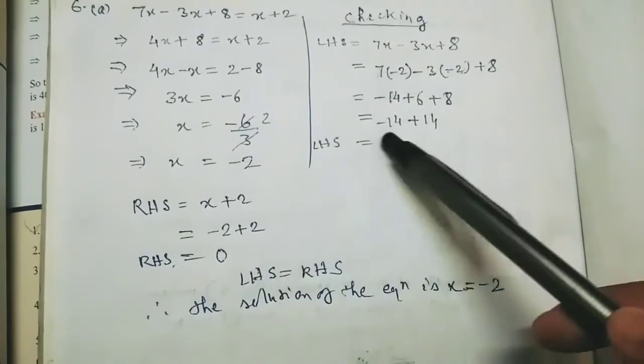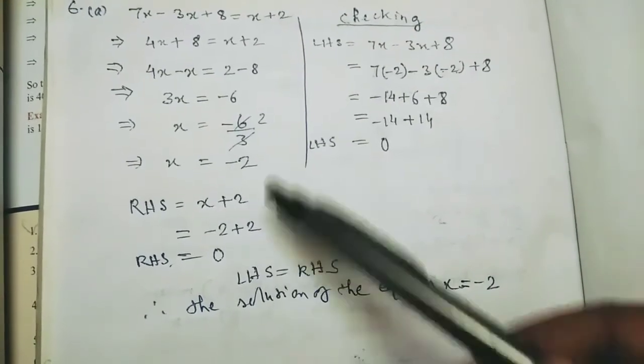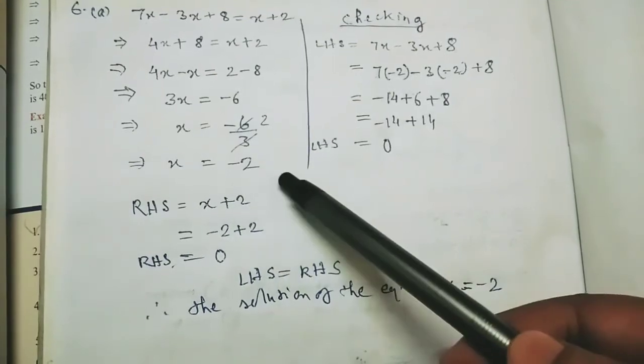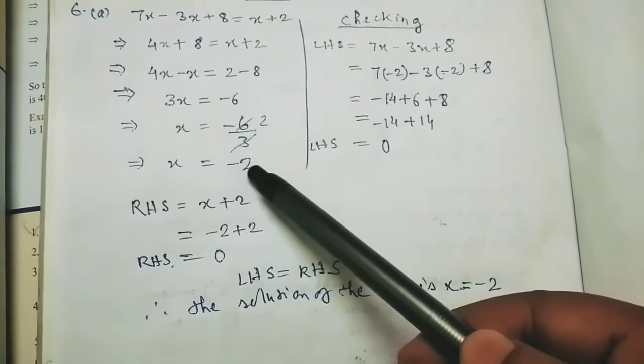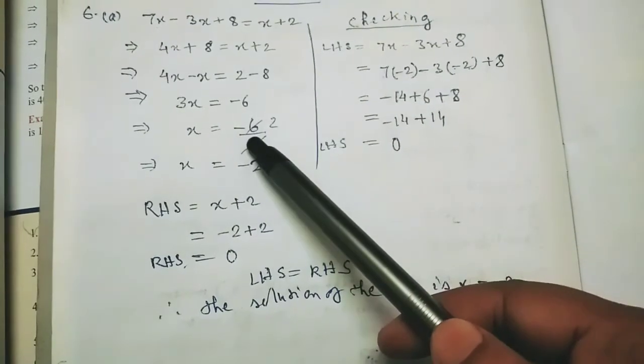If both LHS and RHS are equal, then the value of x is true. If it is not coming equal, then this value is not correct, this is false. Okay, you have to recheck it again. Understood?